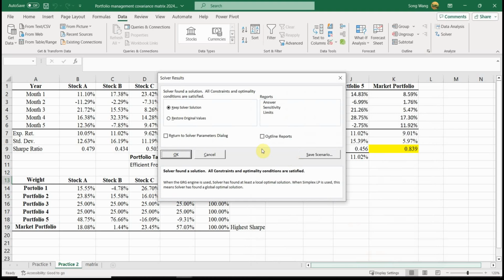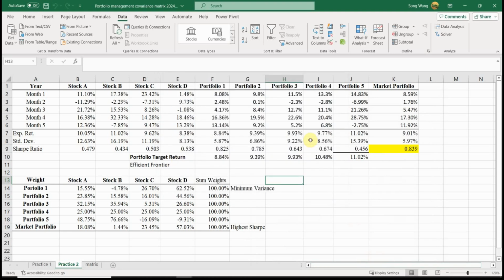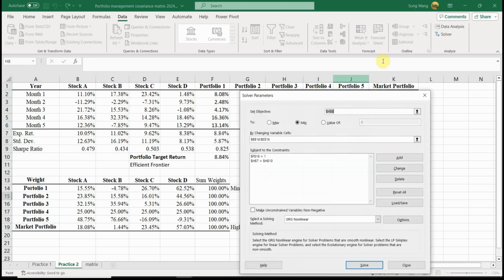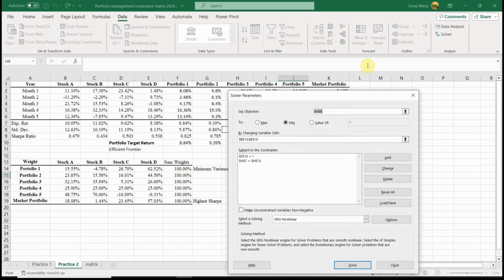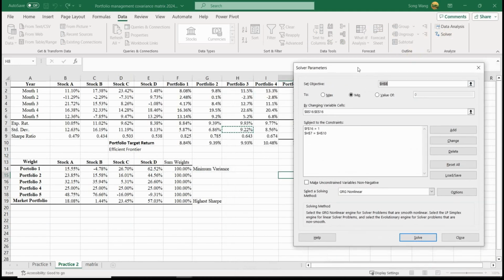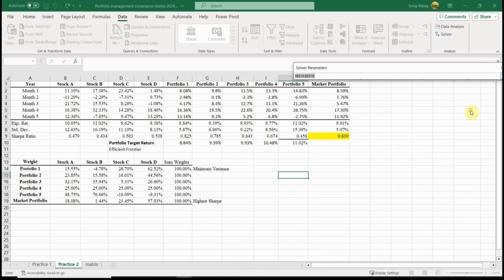Click on solve. So let me just do it one more time, or the last time, for portfolio 4. So my goal here, zoom in a little bit, zoom out a little bit. My goal here is to minimize portfolio 4's risk by changing this portfolio's weights.